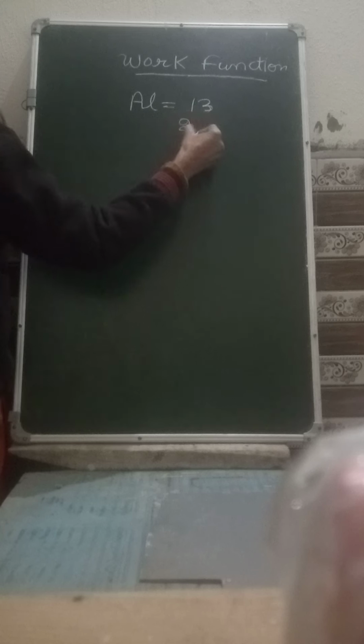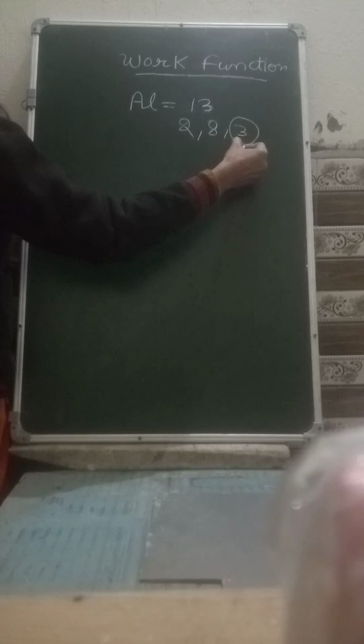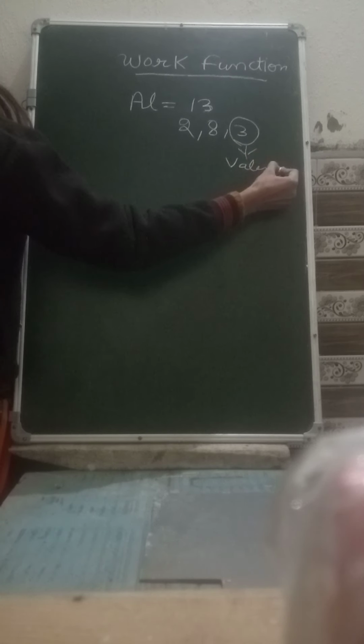We know very well that every metal has free electrons or valence electrons in it. Let us consider an example of aluminium. Atomic number of aluminium is 13, so its electronic configuration is 2, 8 and 3. These 3 electrons are present in its last shell and are termed valence electrons or free electrons.